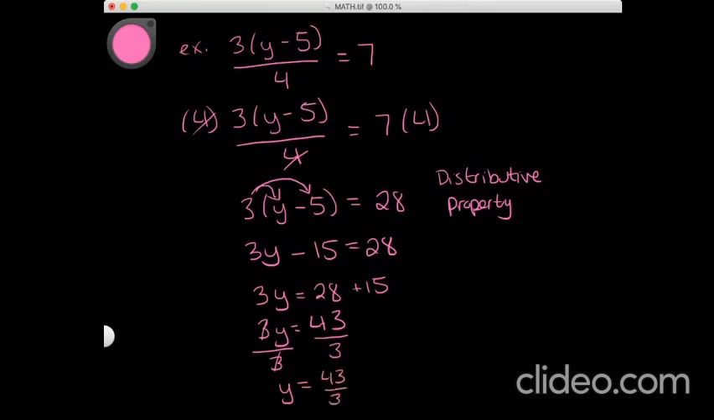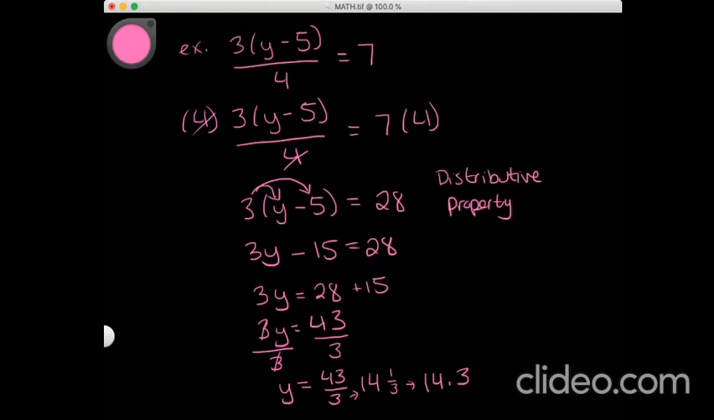Now this won't work out to a whole number. This would be 3 goes into 43 14 times, and we would have 1 left over. 14 and 1 over 3. Or we could do 43 divided by 3, which would give us 14.3. All of those answers are correct. It just doesn't work out to a nice, pretty whole number. We have either a decimal or a fraction here. So there's our answer, but we know that y is equal to any one of these things.